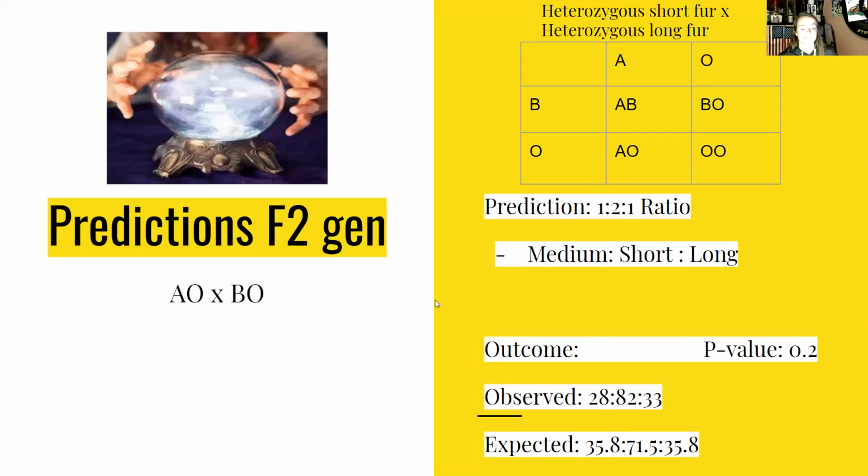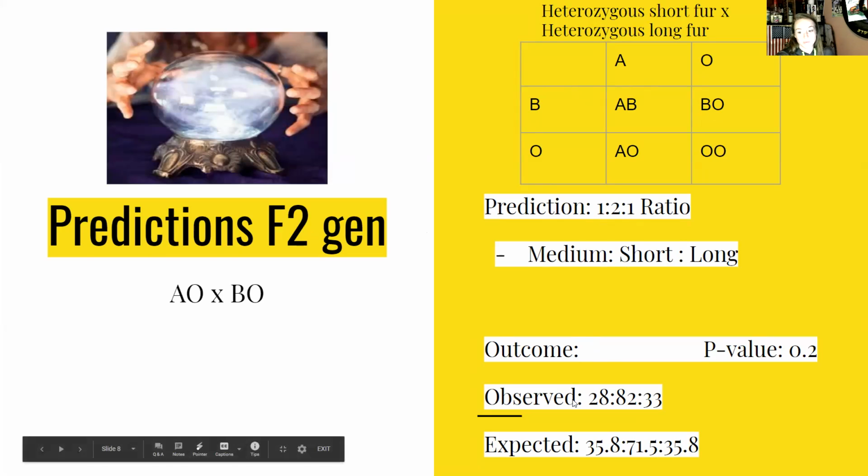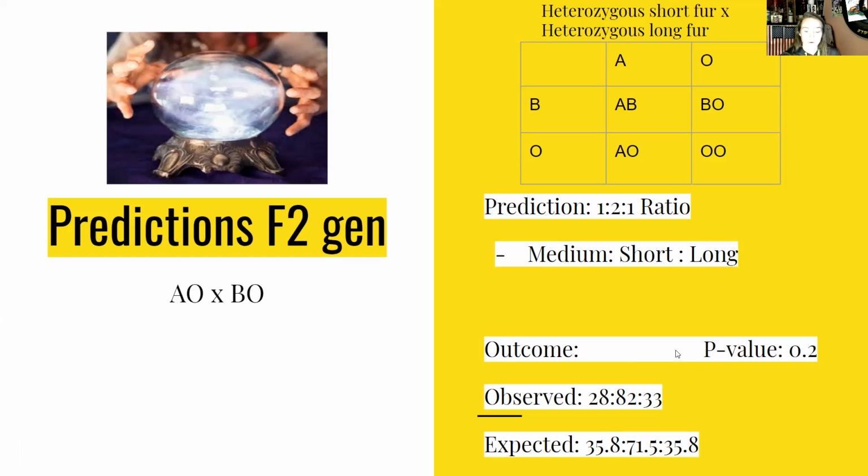And we're going to move on to our predictions for our F2 generation, which is when we cross a heterozygous short fur mouse with a heterozygous long fur mouse. So these have an A-O allele as well as a B-O allele. Our prediction comes out to be a 1 to 2 to 1 ratio, 1 being medium, 2 being short, and 1 being long. Our observed outcome was 28 to 82 to 33, while our expected outcome was 35.8 to 71.5 to 35.8. If you do a chi-squared analysis on these numbers, your p-value will come out to be 0.2, meaning that the difference in these numbers is not significant.